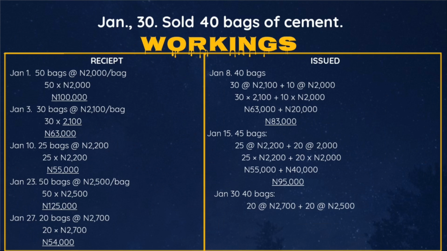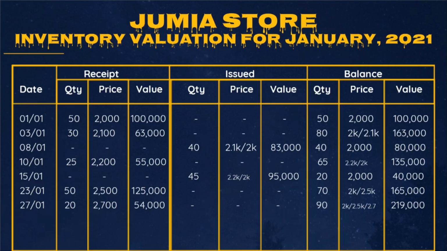So 20 at 2,700 will be 20 times 2,700. 20 at 2,500 will be 20 times 2,500. 20 times 2,700, that will give us 54,000 naira. 20 times 2,500, that will give us 50,000 naira. 54,000 plus 50,000 naira, that will be 104,000 naira. Now let's go back to our inventory account.